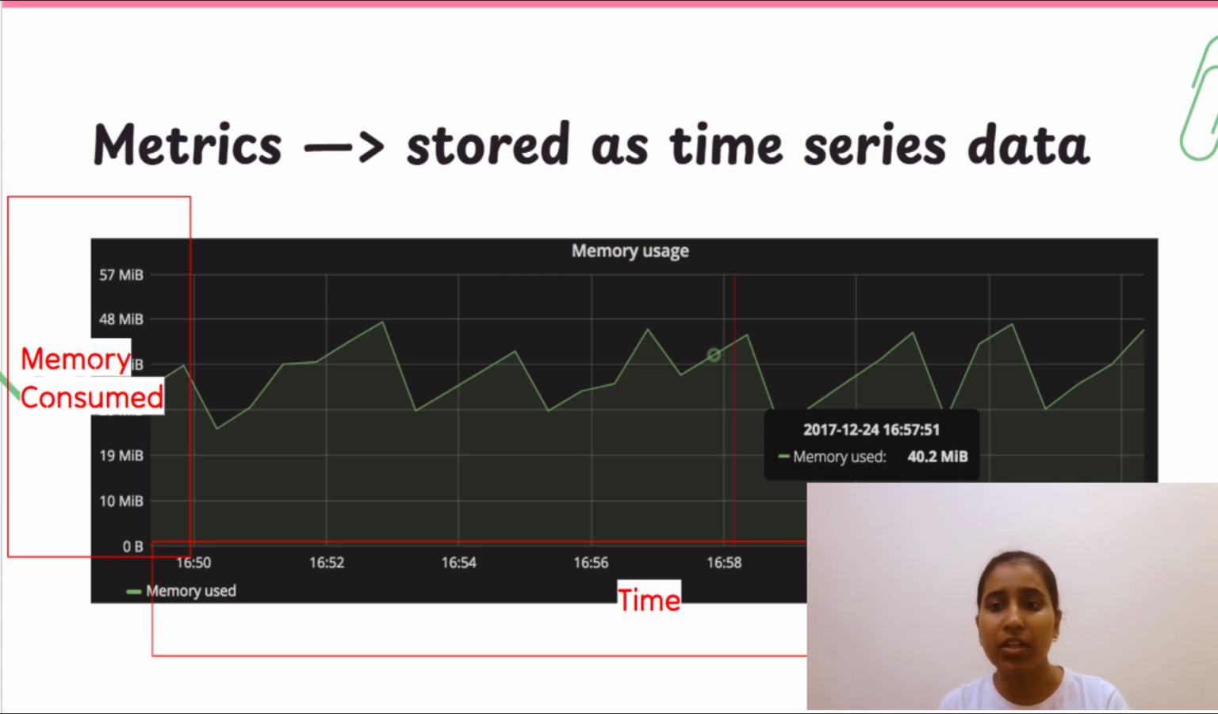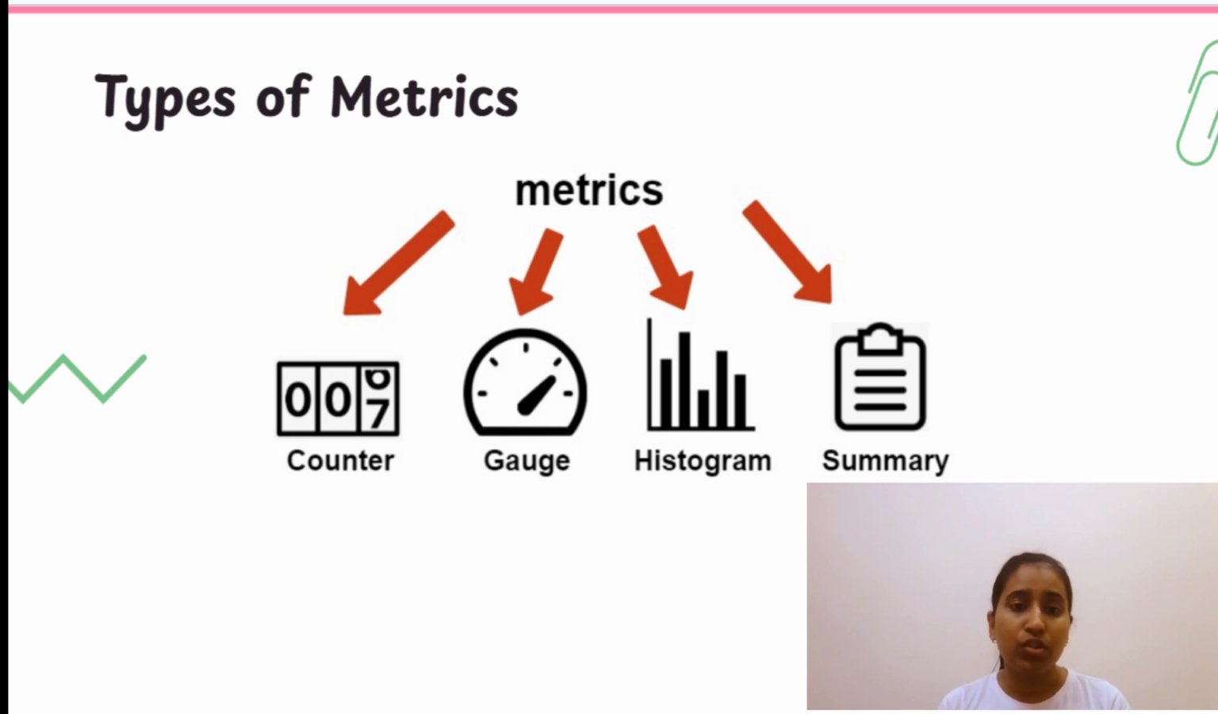Metrics are typically stored as time series data. That is, they represent values at different points in time. By analyzing the trends over time, you can spot any anomalies and discrepancies, optimize performance, and forecast potential issues. Now, let's take a closer look at the four most common types of metrics which you'll encounter in your day-to-day work.